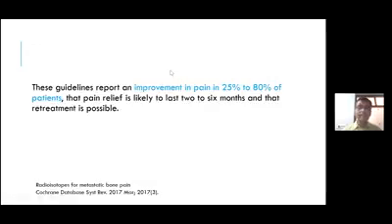These guidelines report an improvement. It's a Cochrane database systematic review for radioisotopes in metastatic bone pain. They found that improvement in the bone pain is about 25 to 80% of the patients, and it lasts for 2 to 6 months, and retreatment is possible. So radioisotopes can be used in patients with bone mets, and it can last for 2 to 6 months.